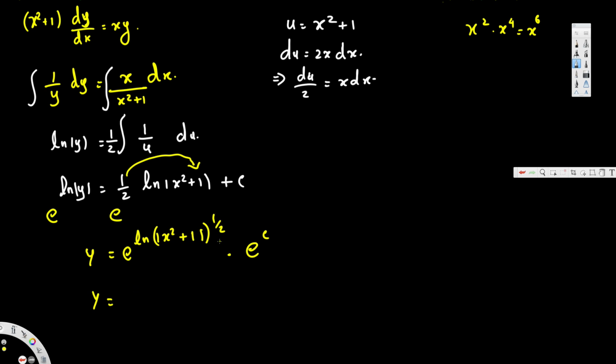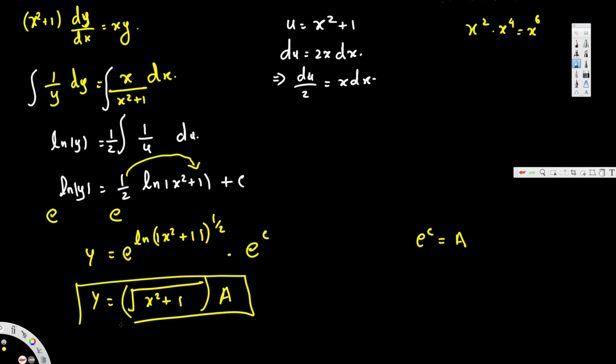That is basically a square root. When you have power half, that is basically the square root of x square plus 1. And instead of e power c, you can write it as a constant. Like you can say e power c is another constant, that's a, and put a right here. And finally that's our final answer. Okay, that's our answer, the general solution for this differential equation.